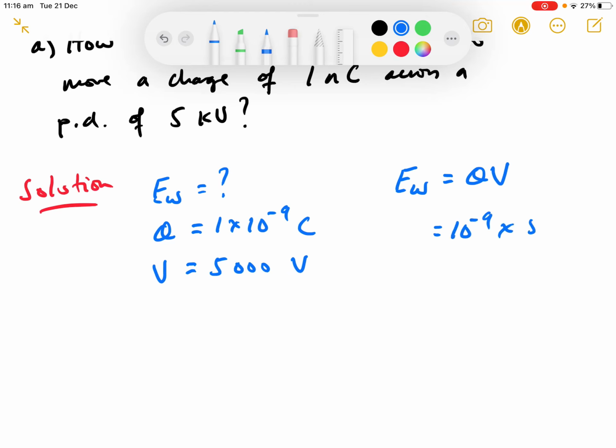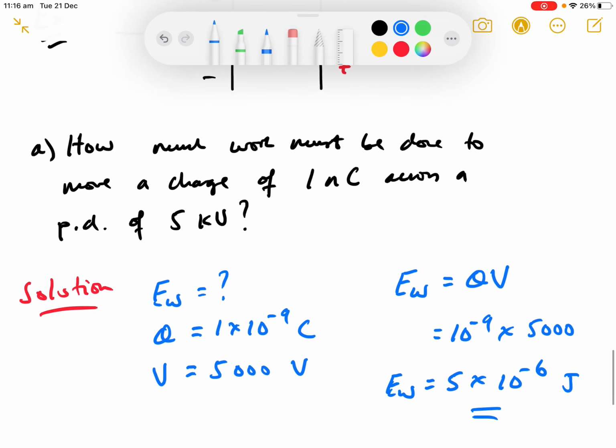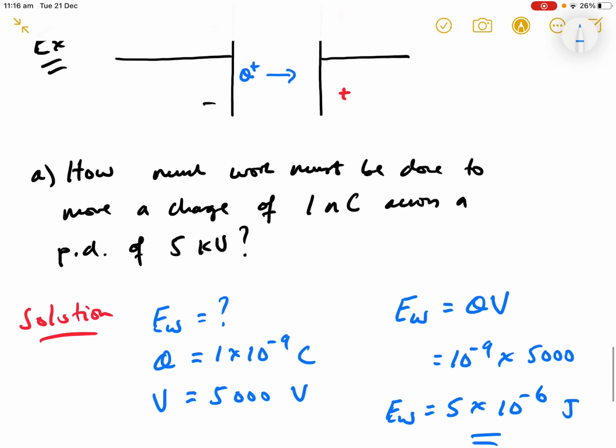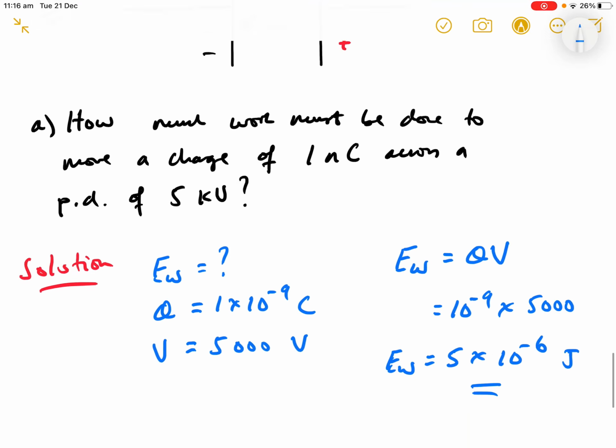So that's 10 to the minus 9 times 5,000. So 5,000 times 1 times 10 to the minus 9. And you get the work done is 5 times 10 to the minus 6 joules. 5 microjoules, if you like. So that's how much work it would take to bring our little charge across that potential difference.